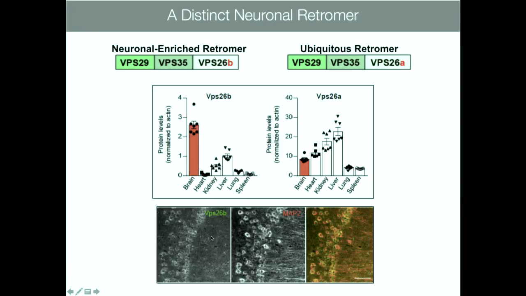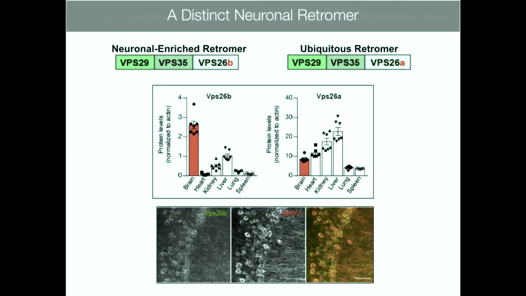The second thing she showed is that VPS-26B retromer is found almost exclusively in brain. So here's brain. Here are different other tissues different from VPS-26A. And then within the brain, you might know there are neurons, but other cell types, she can show that it's found primarily in neurons. So at this point, I started paying attention. Sometimes it takes me a while, because that is just by itself an interesting observation.